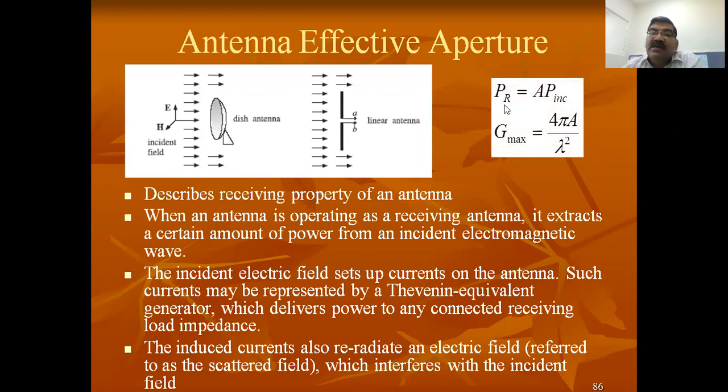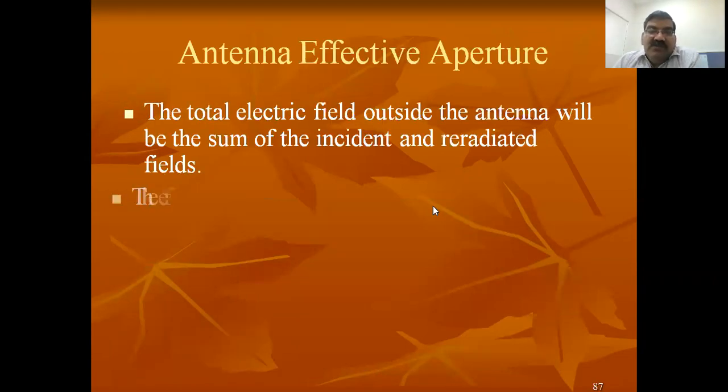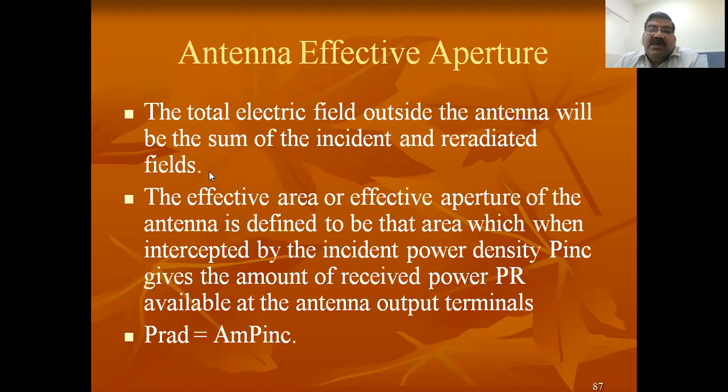So PR is the aperture times P incident. Here it is the effective aperture, taken in terms of whatever quantities are there. P incident is the incident power. So the maximum gain is 4 pi A upon lambda square, where A is the effective aperture. Now, for the antenna effective aperture, the total electric field outside the antenna will be the sum of the incident and radiated field.